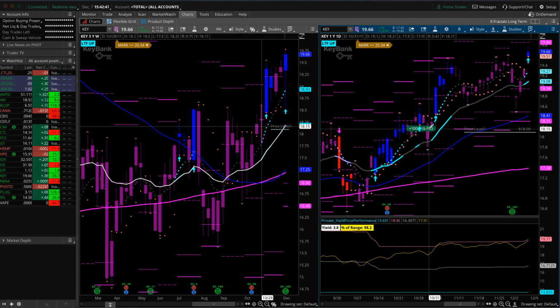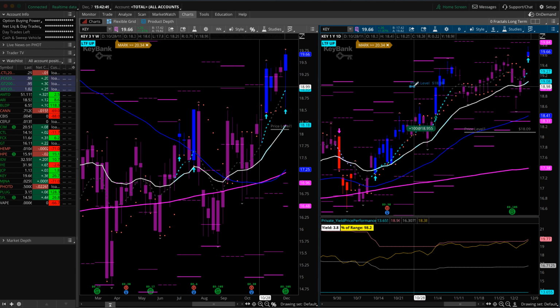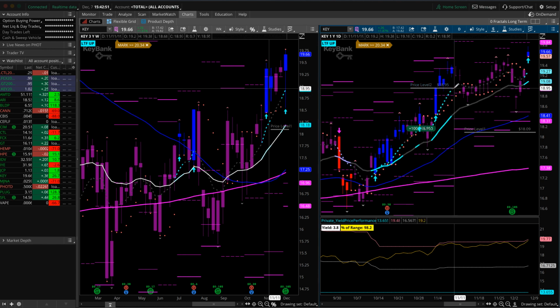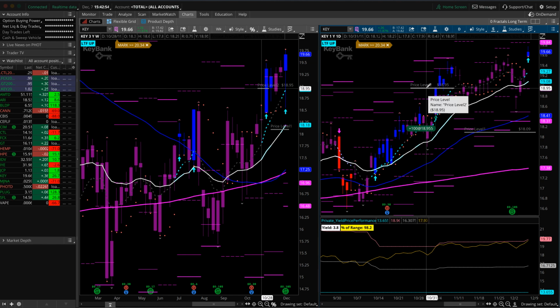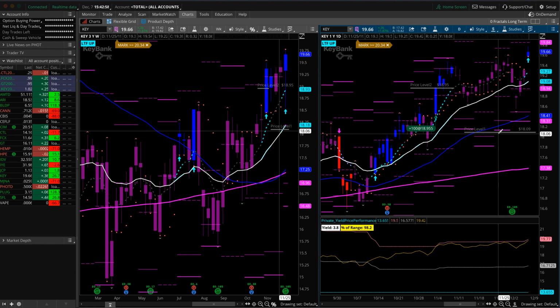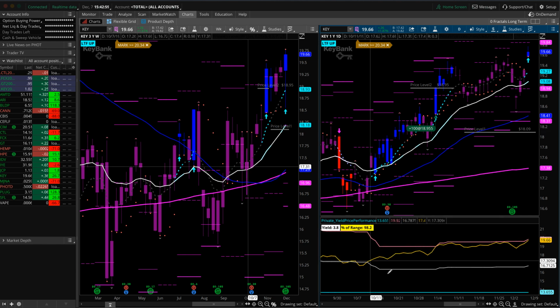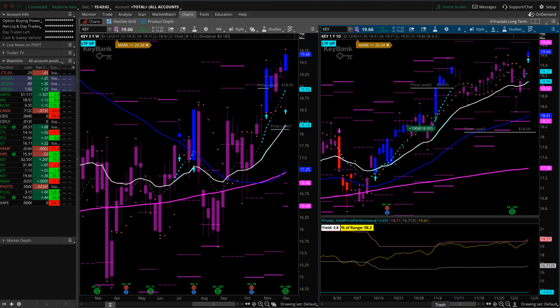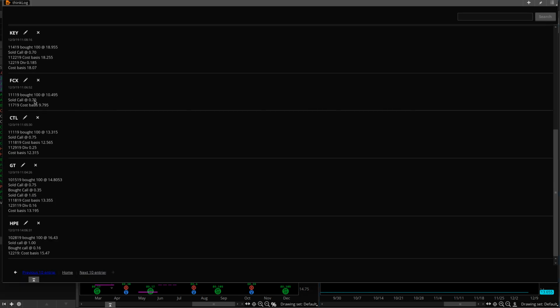See, where I purchased it was $18.95. I purchased it right up here, okay? So the difference between this price level and this price level is the premium that I've collected while holding the stock, okay? Let's go ahead and look at some of the others really quickly, because I wanted you guys to understand how I'm doing my swing trades and how I'm selling the covered calls into resistance and how it's working out for me.